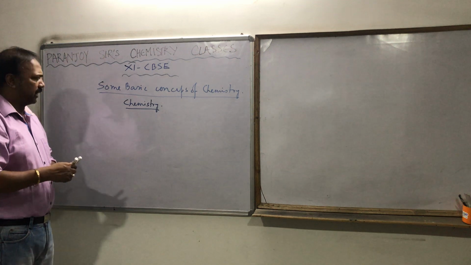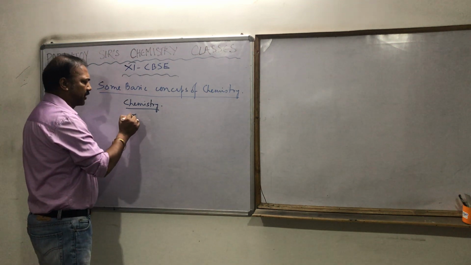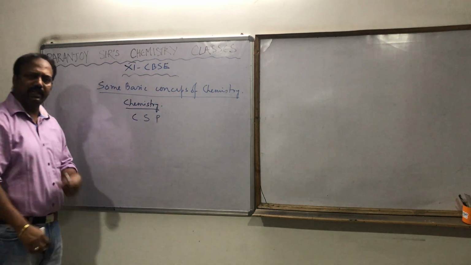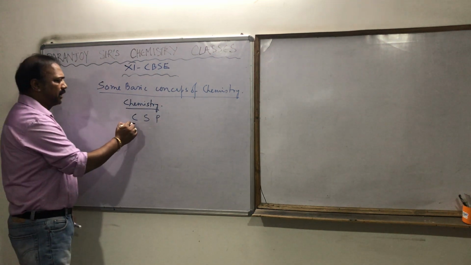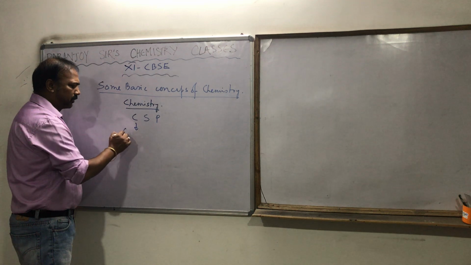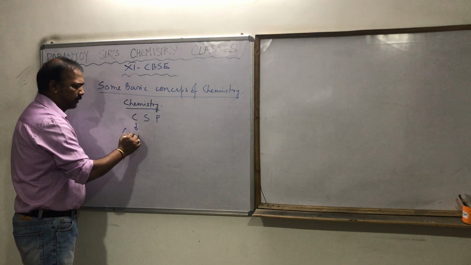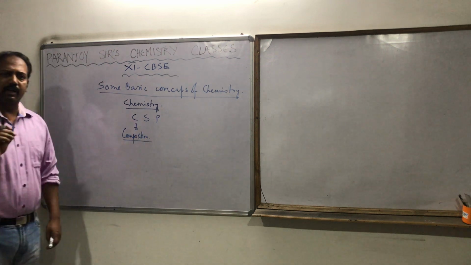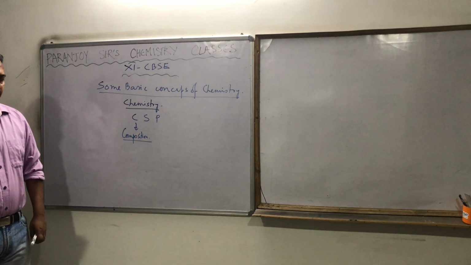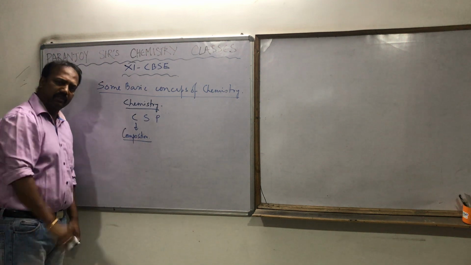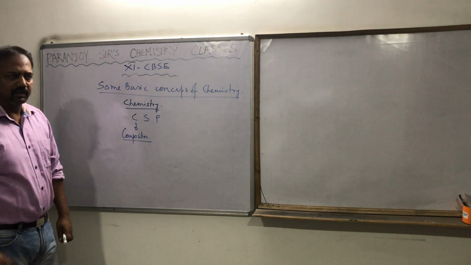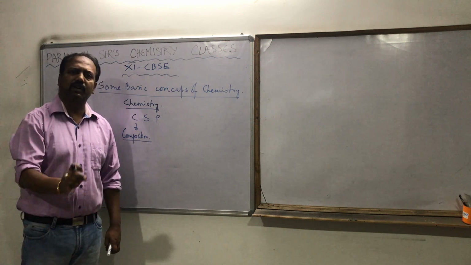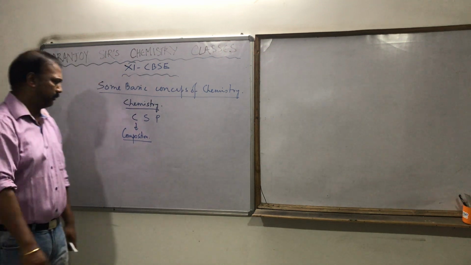It's very simple. It's a combination of three letters, C, S, and P. What does C stand for? It stands for composition. That means we are studying a substance, a matter, and we must know the composition of it. What is composition? Exactly what is present in it.